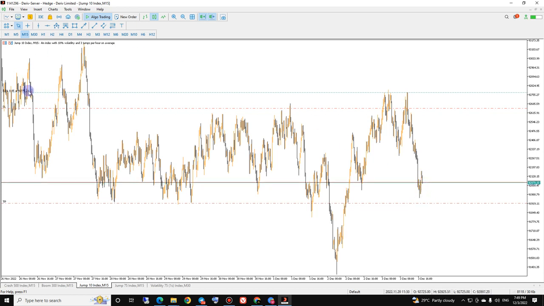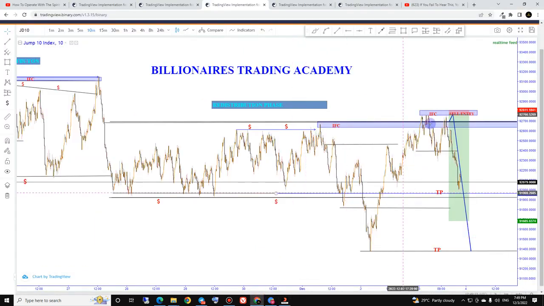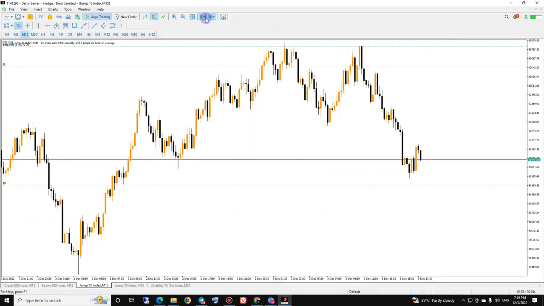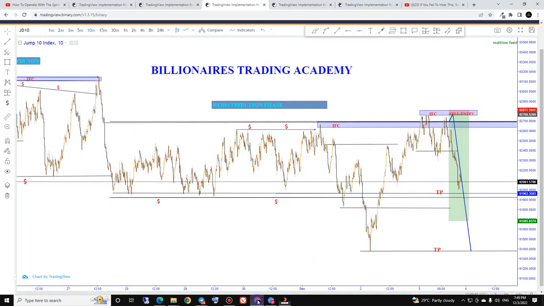This is my MT5, and I closed some profits, and then look at the entry, ladies and gentlemen. You see the entry. I knew that this was an IFC, and I knew I was going to be entering from there. So this is not something you can say is by luck or anything. No, I knew what I was doing, and I knew what price was going to be doing, right? And I was able to predict that it's going to go all the way down there.